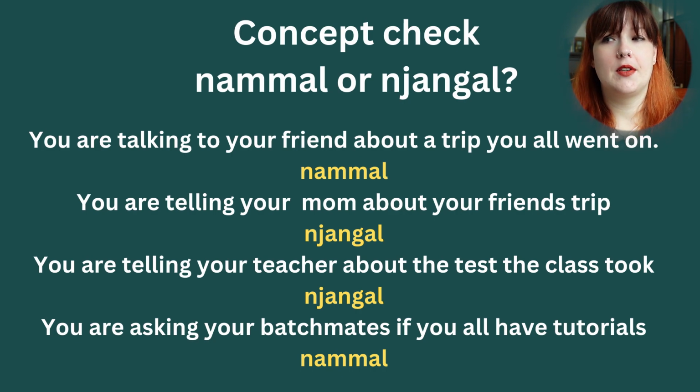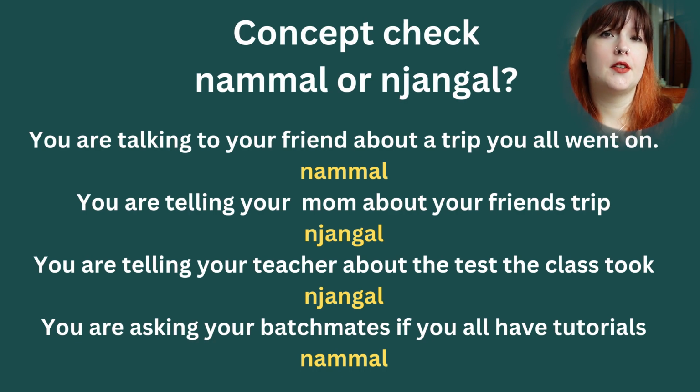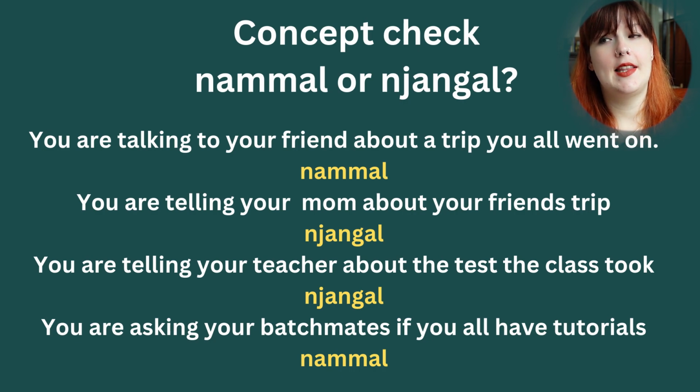So our first scenario, you're talking to your friend about a trip you all went on. This is nammal. You all went on it together. It's including this person. In the second scenario, you're telling your mom about the trip. Your mom didn't go with you and your friends. You went just with them. So this is excluding. This is njangal. Now, when you're telling your teacher about an exam your class took, you would use njangal. Your teacher didn't take the test. You and your classmates did. And then in the last one, you're asking your batchmates if all of you have to study tuitions. Nammal. We're asking, we are going to study together.